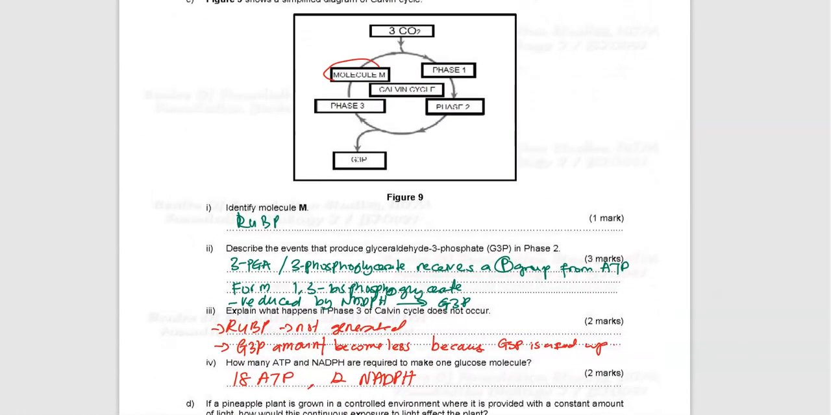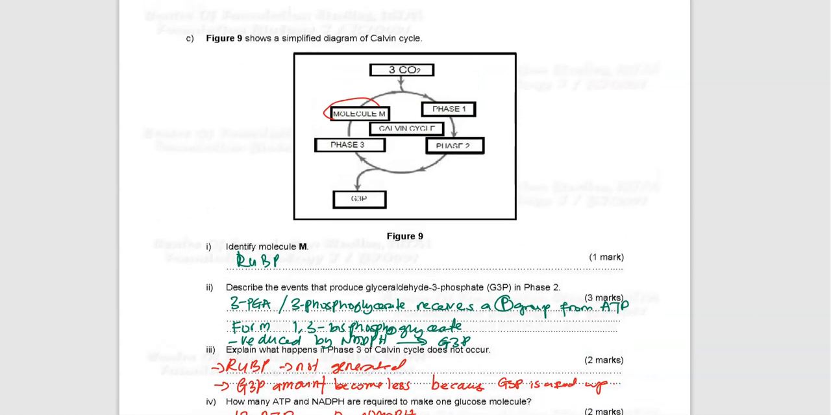Question 2. Describe the event that produced G3P, glyceraldehyde 3-phosphate, in phase 2. Phase 2 is what? Reduction phase. So during the first phase, you know it produces PGA, or 3-phosphoglycerate. During phase 2, this molecule 3-phosphoglycerate, which is the first product of carbon fixation, the PGA molecule, kita boleh tulis dia sebagai PGA juga, right? 3-phosphoglycerate receives a phosphate group from ATP.